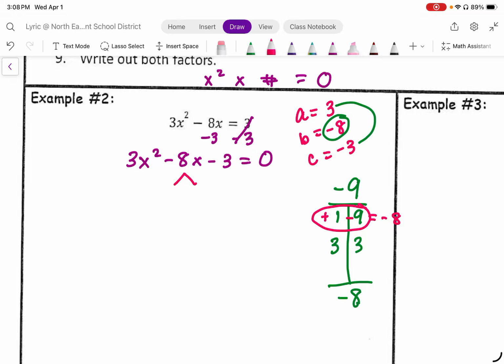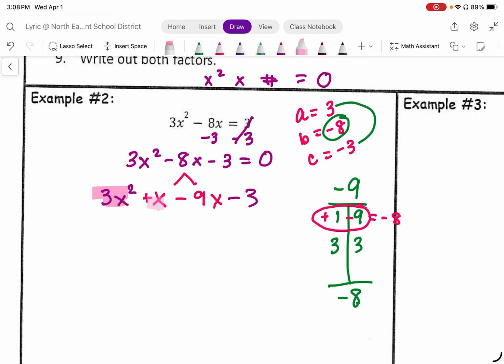So this negative 8x is now going to be positive x and negative 9x. Then we can bring down the other two terms, 3x squared minus 3. Now that we have 4 terms, 1, 2, 3, 4, we can go ahead and group them into 2 pairs. One group and the second group. From our first group, what is the greatest common factor? What do they both have in common? They both have at least one x, so we can factor out an x.